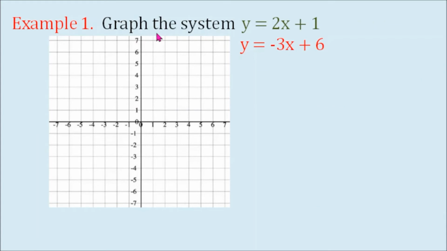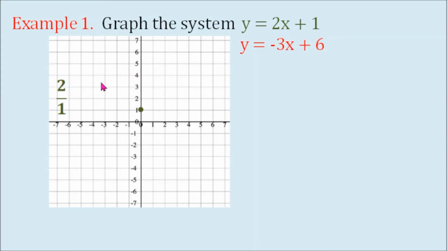Example number 1. Graph the system y equals 2x plus 1 and y equals negative 3x plus 6. Our equations are written in slope-intercept form. Now we are going to graph the first equation first, y equals 2x plus 1. So we start with the y-intercept 1, it's here, and then we are going to use the slope 2 to find another point. So 2 means 2 over 1.